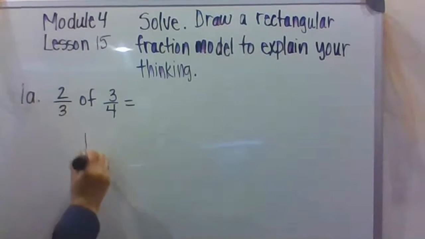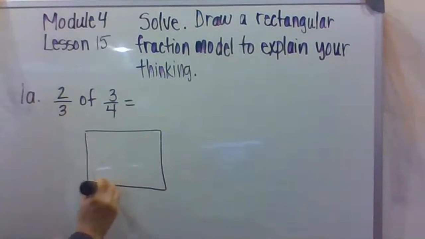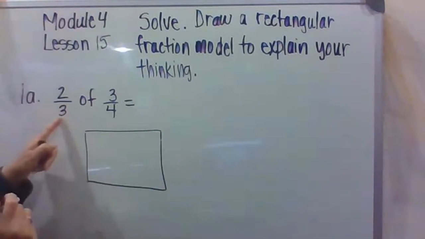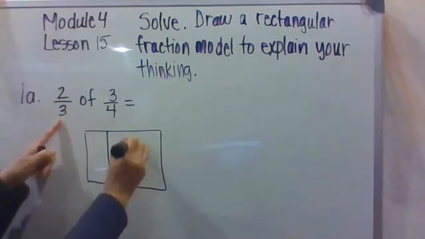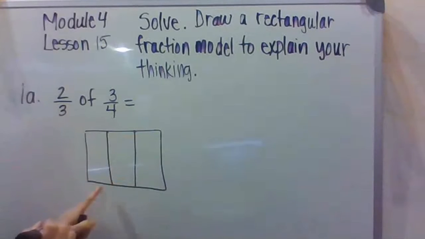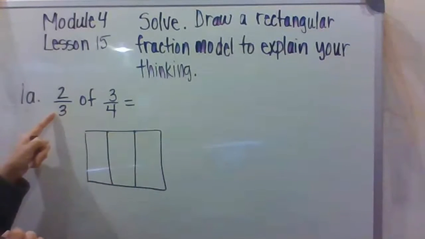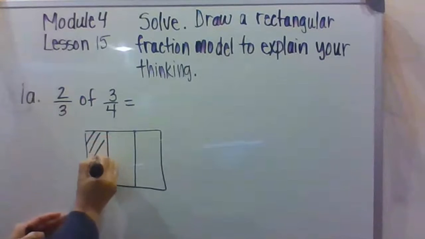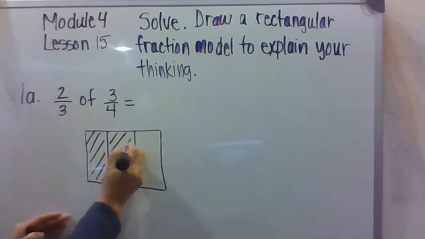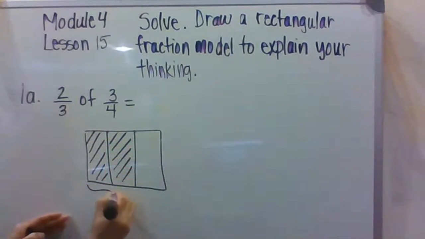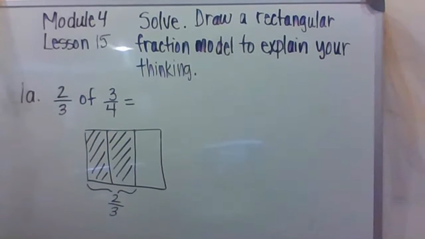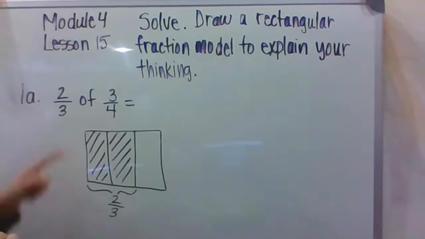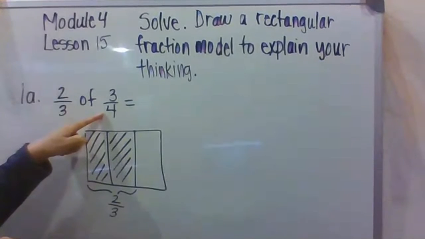So to do the fraction model, again, it doesn't matter if I do my thirds or fourths, okay? I'll start with my thirds on this one. So I have 3 equal parts representing my denominator. I need to shade in 2 of them. And I like to label it to know that this is my 2/3. So all of that's my 2/3. Okay, then it says take your 2/3 and chop it into what? 4 equal parts.